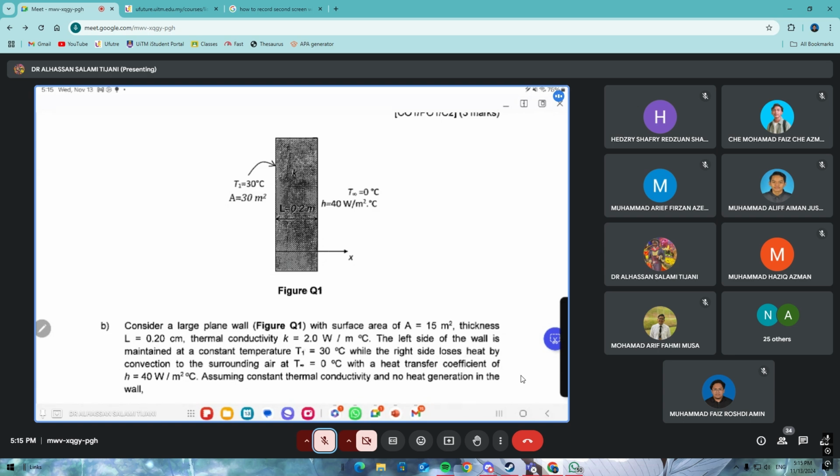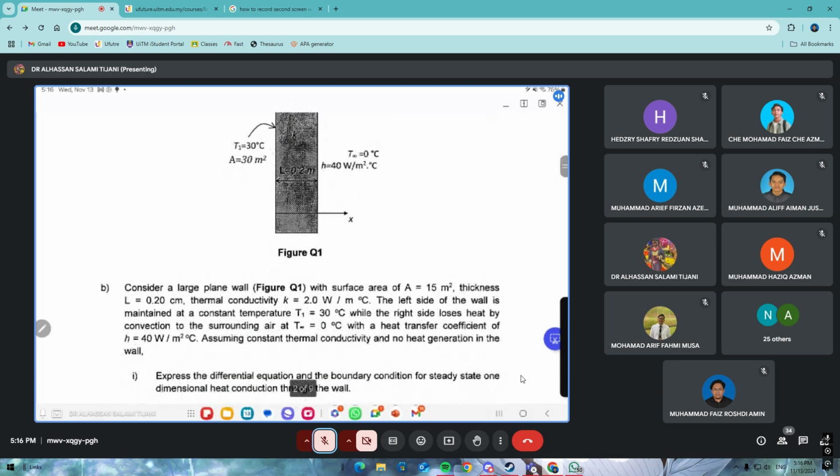So the thermal conductivity equals 2.0. The left side of the wall is maintained at constant temperature, T equals 30. Okay, so that's the left side, while the right side loses heat by convection to the surrounding at T equals 0 degrees Celsius with a heat transfer coefficient of h equals 40.